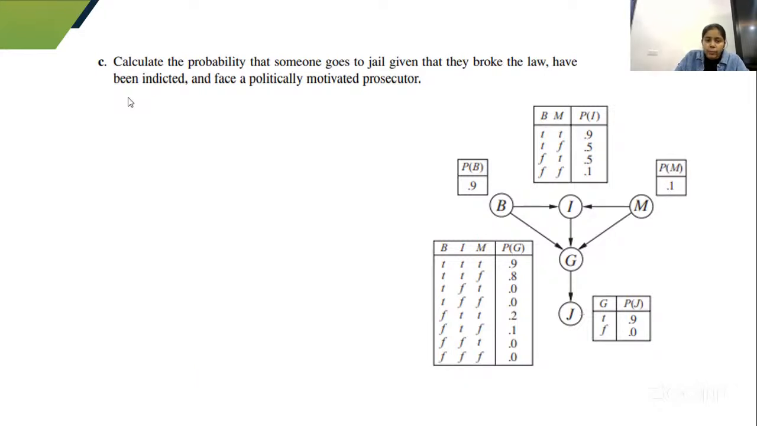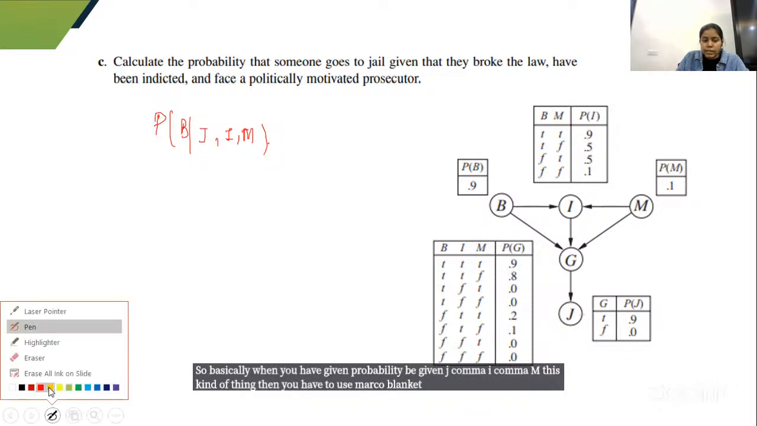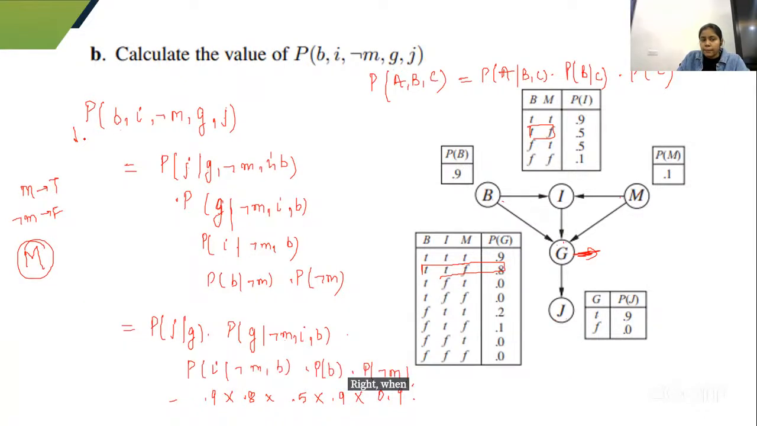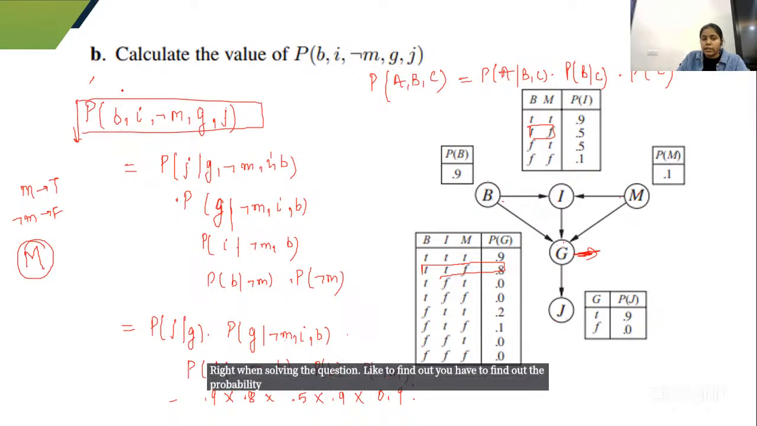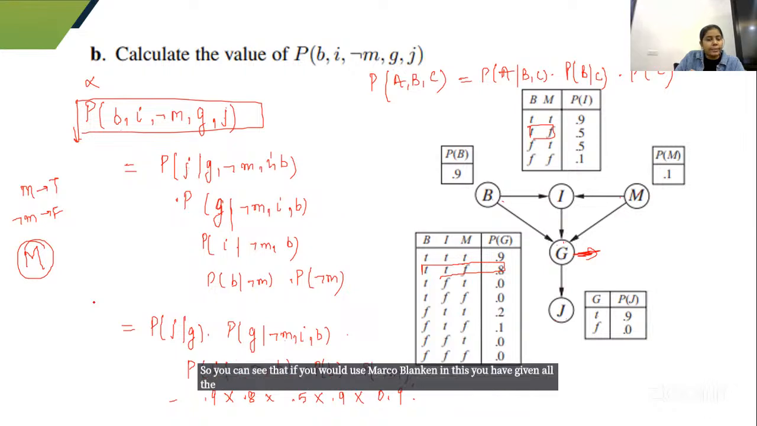So basically, when you are given a probability like B given J, comma I, comma M, this kind of thing, then you have to use Markov blanket. Otherwise, you do not need to use Markov blanket, right? So here you can see that you have not used Markov blanket when solving the question to find this probability. So there is no need to use Markov blanket. If we are given all the nodes and you have to restrict to some nodes, then you have to use Markov blanket. So you can see that if you would use Markov blanket in this, you are given all the nodes J, G, M, I, B. But now its Markov blanket has only G, because you can see that the parent of J is G, and there are no children and no children's parents.